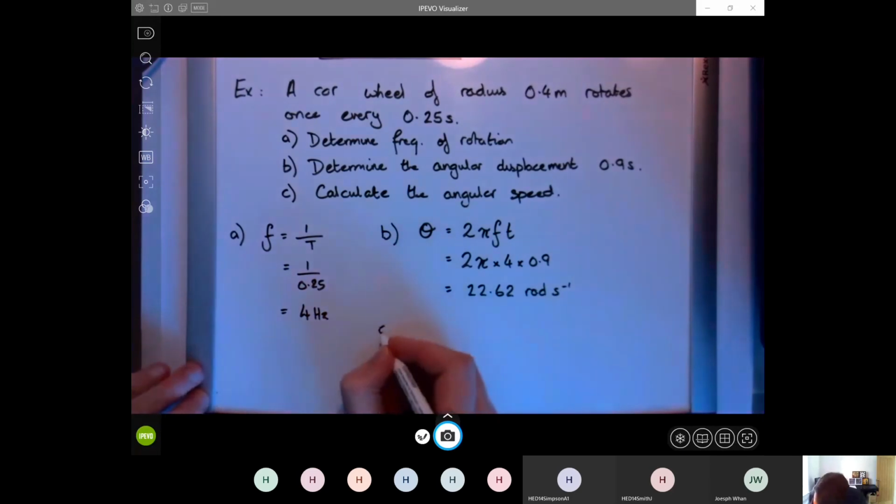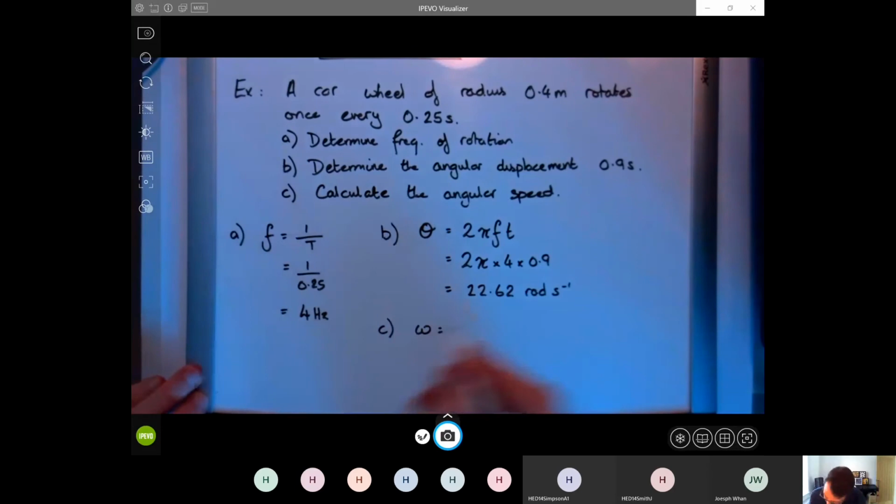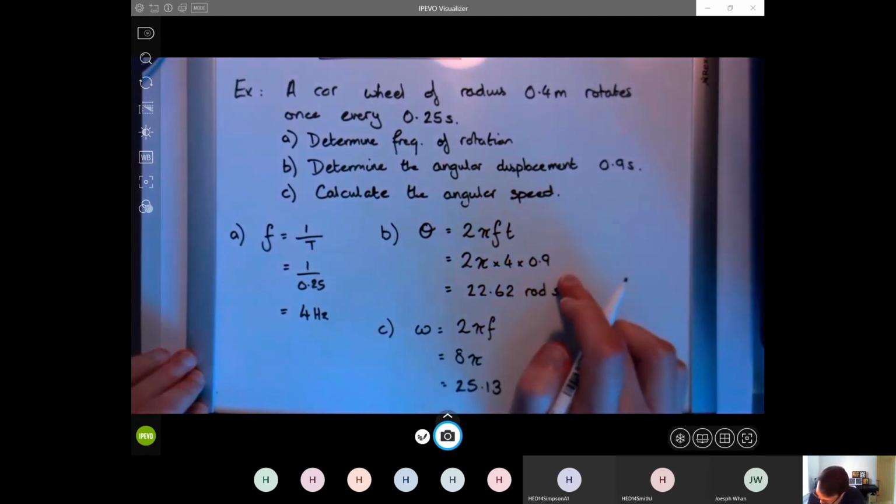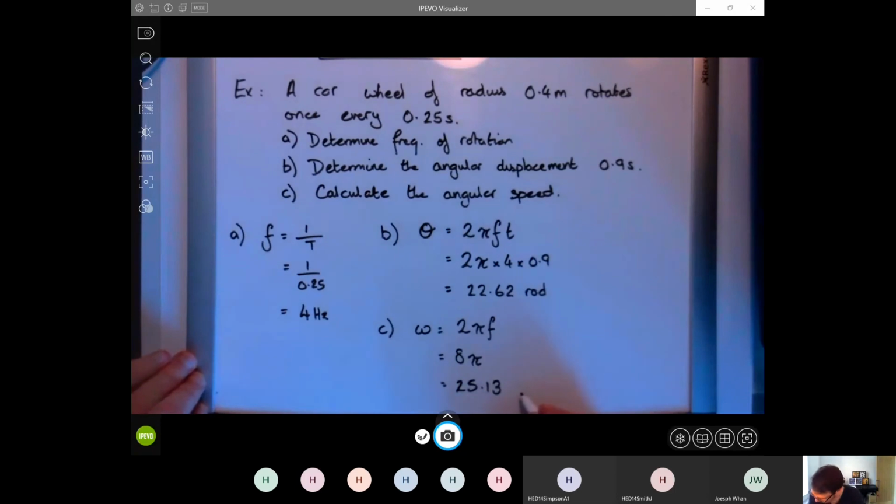And then angular speed, omega, is going to be equal to 2 pi multiplied by f. So that's 4 lots of 2, which is 8, so it's going to be 8 pi. Don't like it left in pi. That's more for maths. So we turn it into a number, 25.13. Oh, no. Sorry, that's going to be 22.6 radians and 25.13 radians per second.